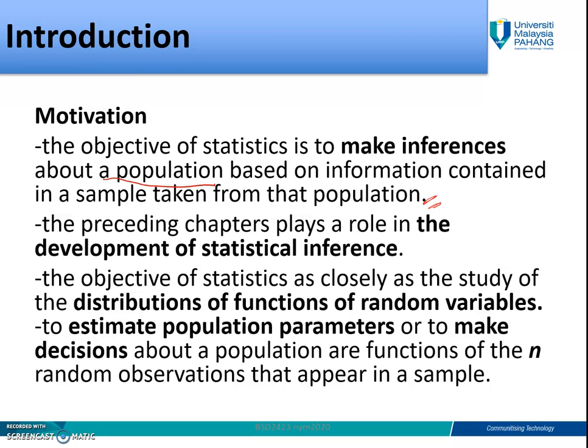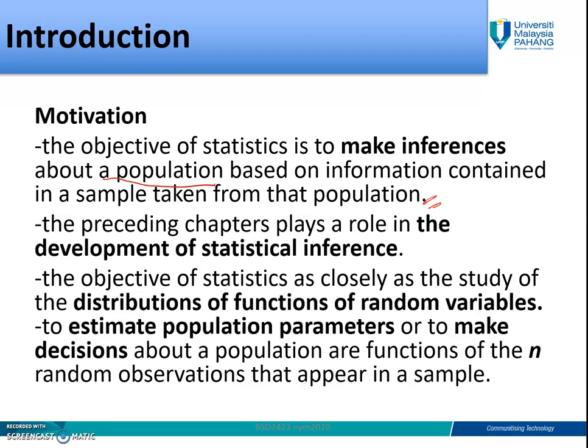So the preceding chapters play a role in the development of statistical inference. So what you have learned in chapter 1, chapter 2, chapter 3 is very important. You must understand chapter 1, 2, 3 in order for you to develop the statistical inference. And the objective of statistics is closely related to the study of the distribution of function of random variables. You know random variables, you have x, y, z, t. Let y be the number of heads that occur. So that is a random variable.